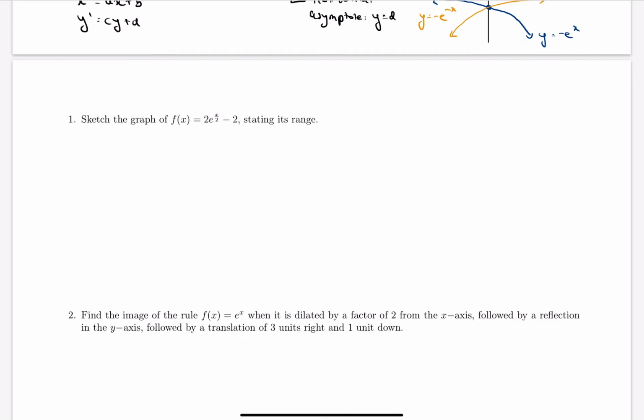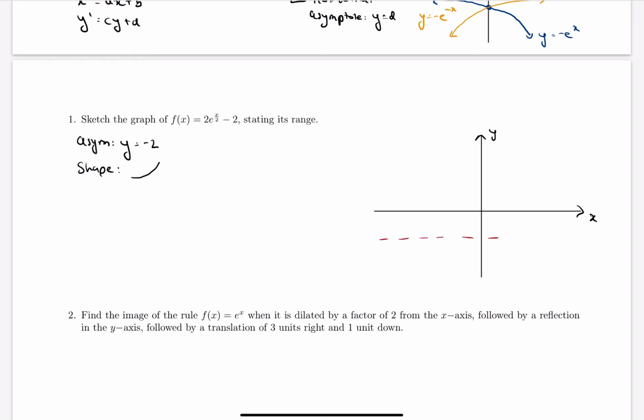So first question, let's sketch this graph. The first thing is the asymptote is at y equals negative 2. Okay, the shape, because it's positive in the power and in the front, you just got this normal exponential shape. So what's going on if I start to sketch it on the right-hand side? It has an asymptote at y equals negative 2, which might be down here, and it has this shape. But we don't know whether it does this thing, or this thing. So we're going to go ahead and find those axis intercepts first.